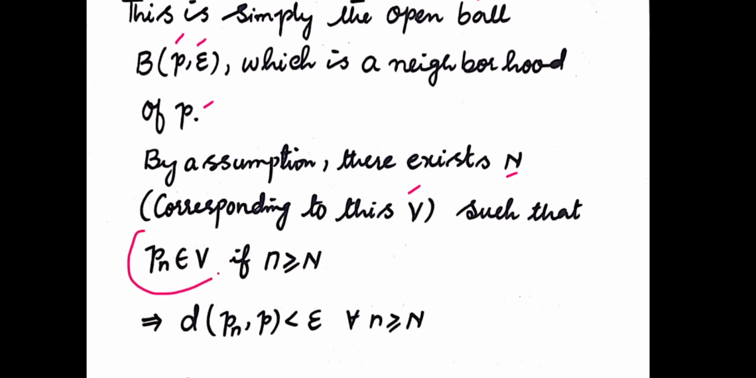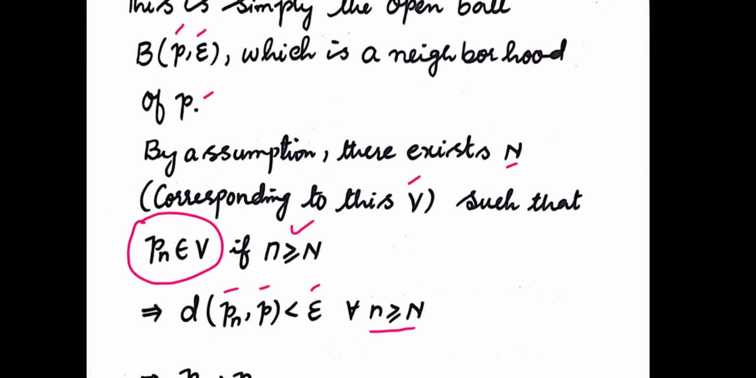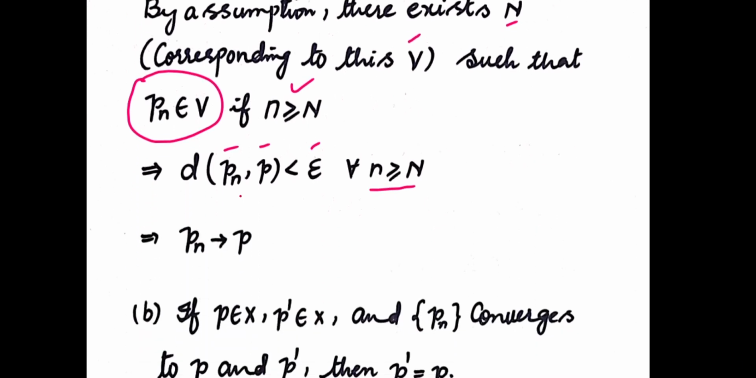By assumption, there exists an integer N corresponding to the set V such that Pn belongs to V if n is greater than or equal to N. This shows the distance of Pn from P is less than epsilon for all n greater than or equal to N. And what does this show? This shows that Pn converges to P. This is the definition of a convergent sequence that we discussed in the previous lecture.